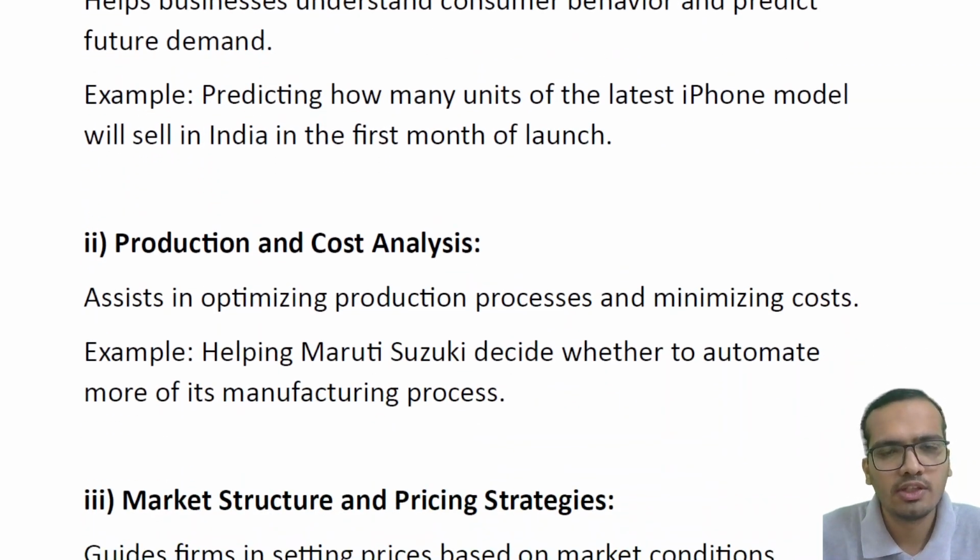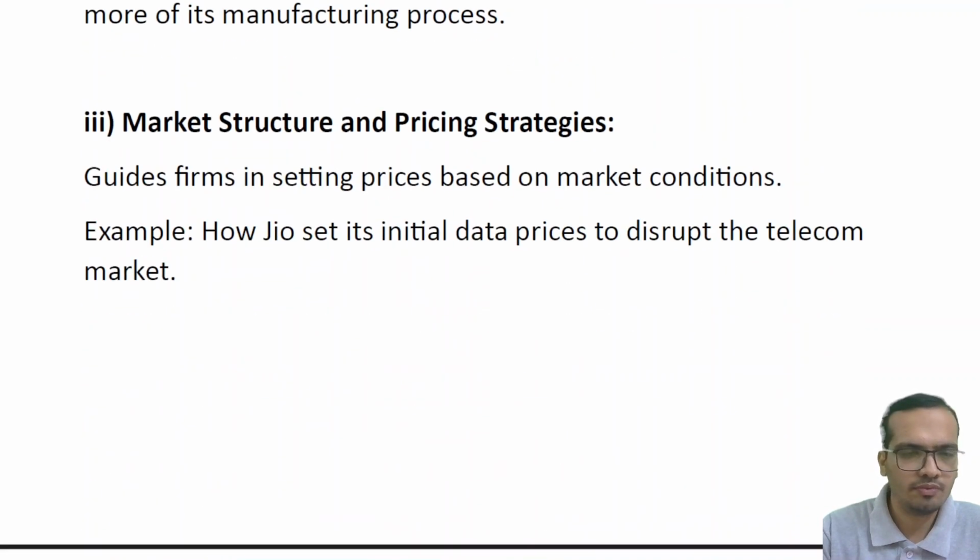Second, production and cost analysis. Production means we produce some goods in the factories, and this is about assisting in optimizing the production process and minimizing cost. Example, helping Maruti Suzuki decide whether to automate more of its manufacturing process.